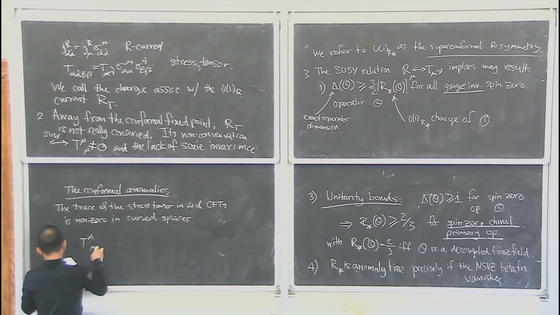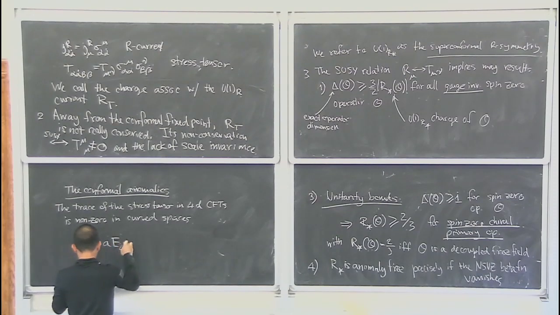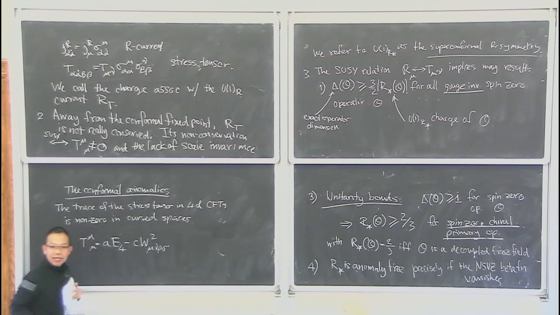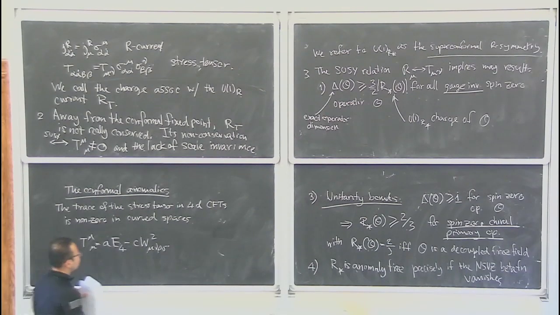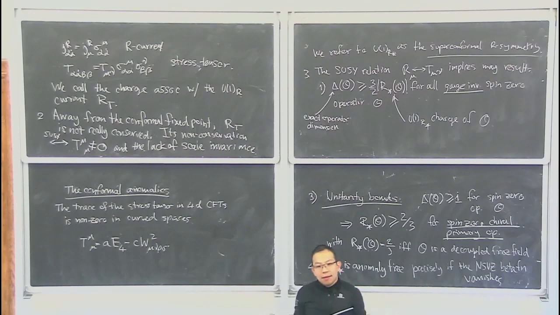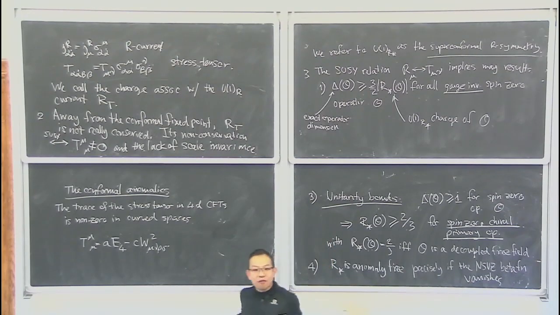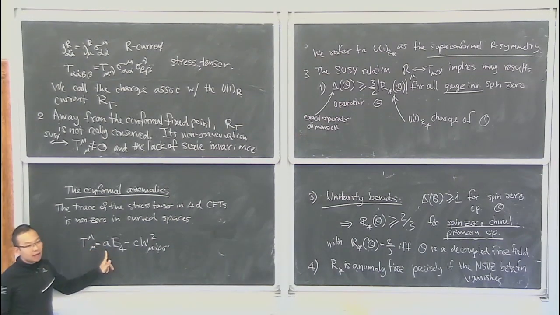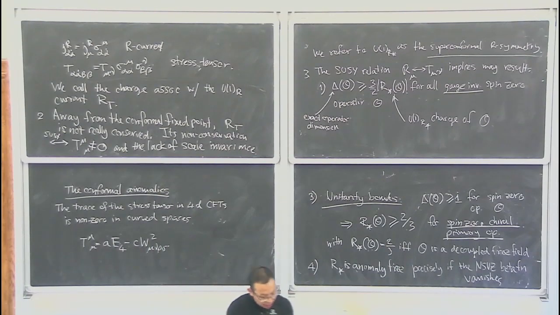So you probably have seen this relation somewhere. Who has seen this relation before? Could you please raise your hand? Okay, not all of you. So let me explain. When you put a conformal theory, not necessarily superconformal at the moment, on curved space and compute T mu mu, in general it's non-zero. It depends on two types of coefficients, A and C. This is the Euler density, and this is the Weyl tensor squared.